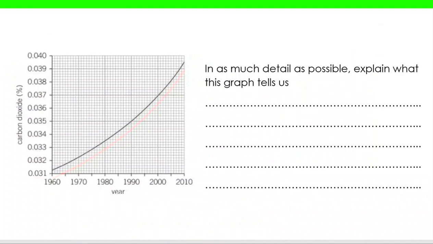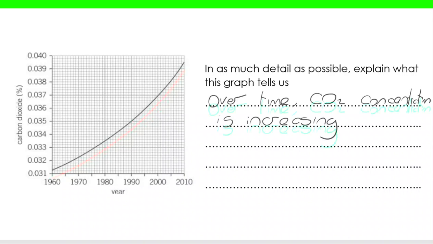Okay, take a look at this, have a go at analysing this graph. It's really important that we look at the detail of this graph. It is a curve. So you could say, in the first instance, over time, carbon dioxide concentration is increasing. It certainly is. But that would be true for a straight line going up as well. So we also need to highlight the fact that the gradient is increasing.